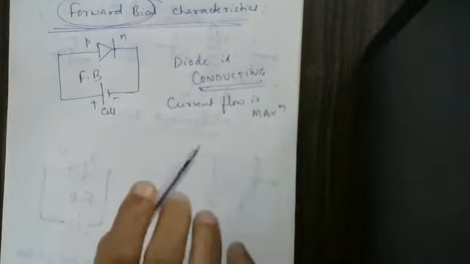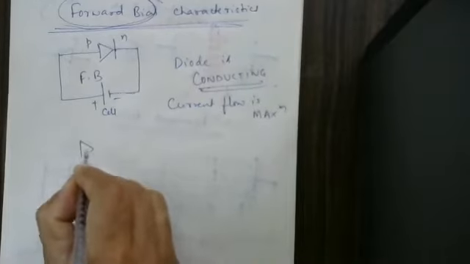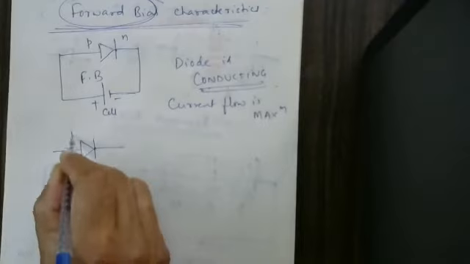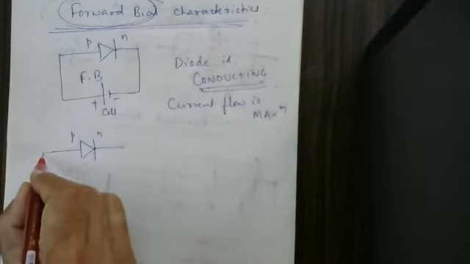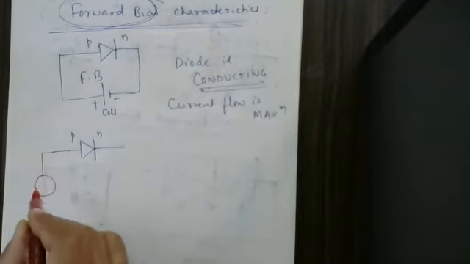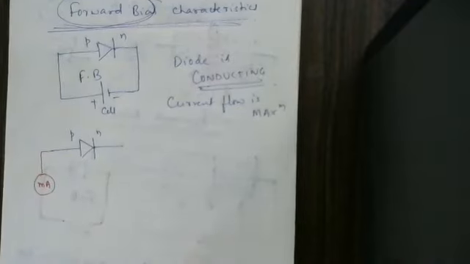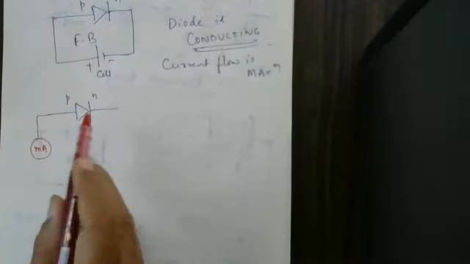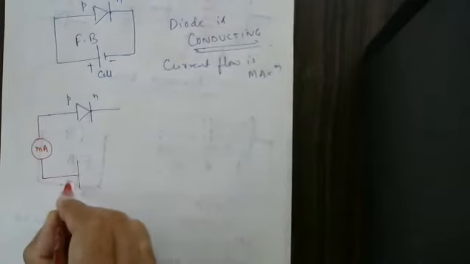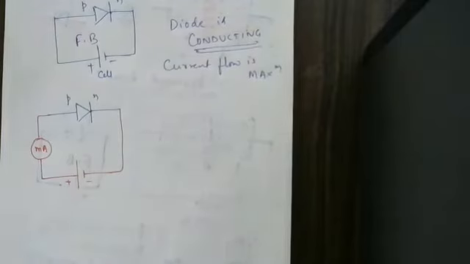Then what are we going to do? Here we are connecting like this. Just see here, this is a diode. This is P and this is N. Next, we are connecting one current meter here, that is a milliammeter, a current measuring device. We are going to measure how much current is flowing here. We are also connecting a battery, positive end, negative end. That's all we are doing.